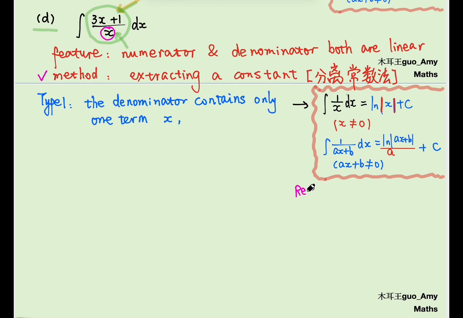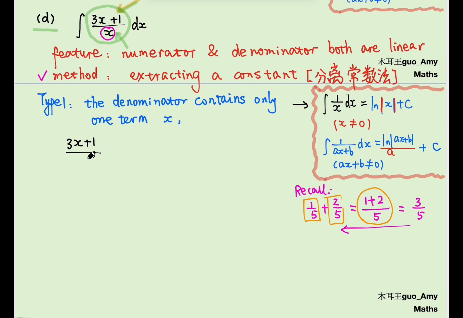We are going to recall a fact. When we add two fractions, for example, 1 on 5 and 2 on 5, since they have the same denominator, we keep the denominator 5, add these two numerators together, and finally obtain 3 on 5. If we reverse this process, then we can split this fraction into two fractions with the same denominator. Now apply this idea to the algebraic fraction 3x plus 1 all over x. Split it into 3x over x and 1 over x.